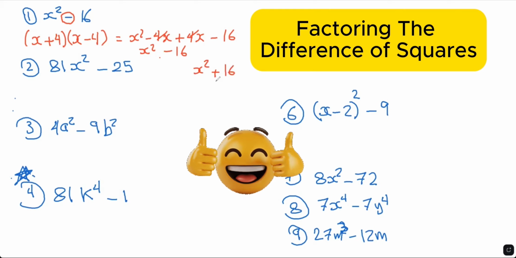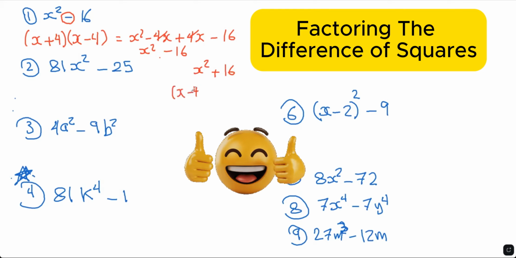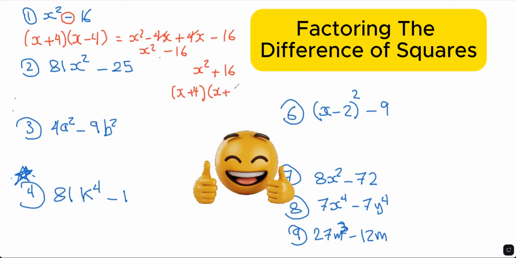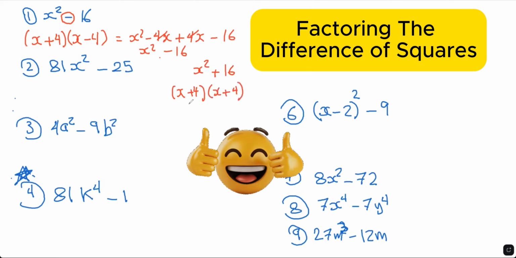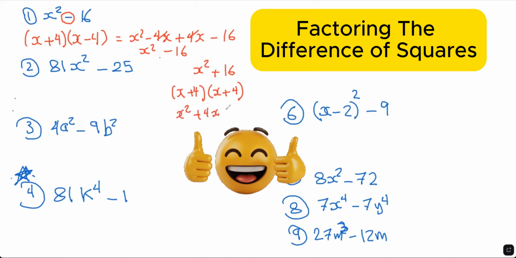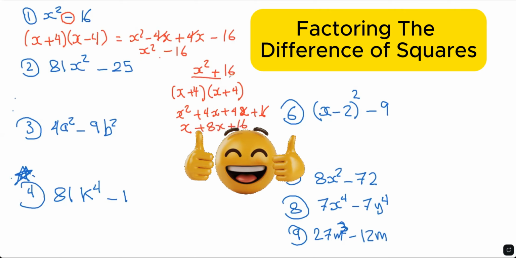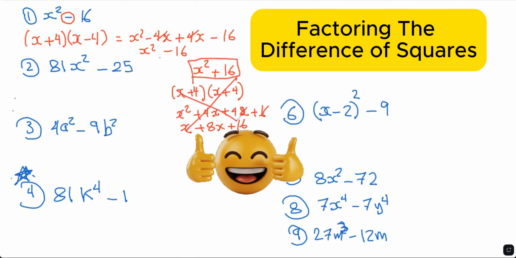However, if you have x squared plus 16 and we say factor it, because the sign in the middle is not a minus, then you cannot do it. If you're thinking you're just going to go x plus 4 and you end up foiling that, guess what you're going to get? You're going to get x squared plus 8x plus 16. And that's not the original expression. So that's why we cannot factor the sum of squares.